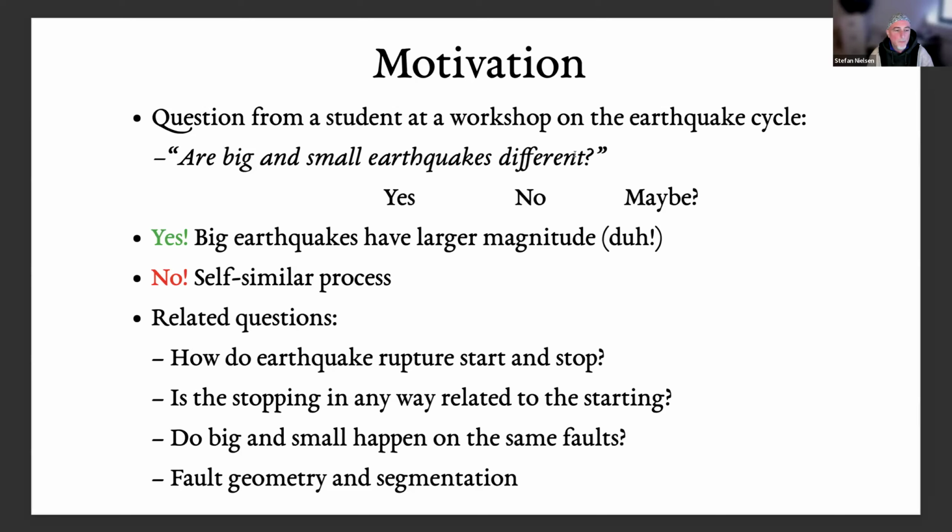So of course, bigger earthquakes are bigger, so they're different in that sense. But because of self-similarity, we know that they should be exactly this small, bigger version of smaller earthquakes. Is that completely true? I think there's no simple yes or no answer to this question. A related question is, how do earthquakes start? How do they stop? Is the stopping related to the starting? And also, importantly, do small and big earthquakes happen on the same faults? And what about the role of fault geometry and fault segmentation?